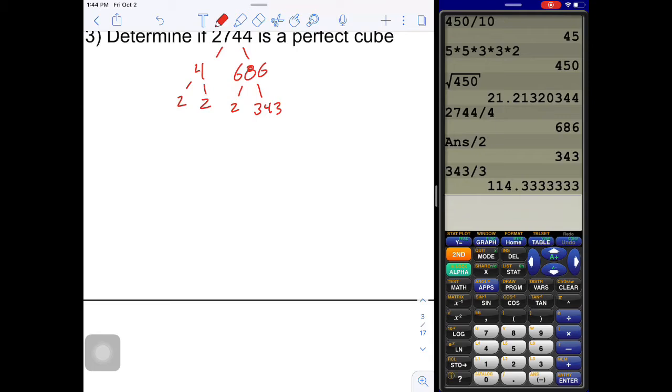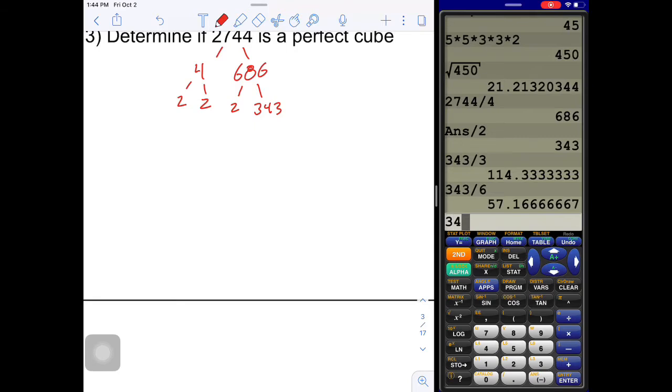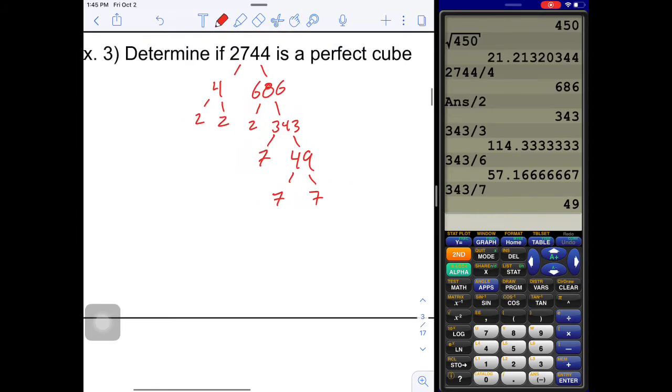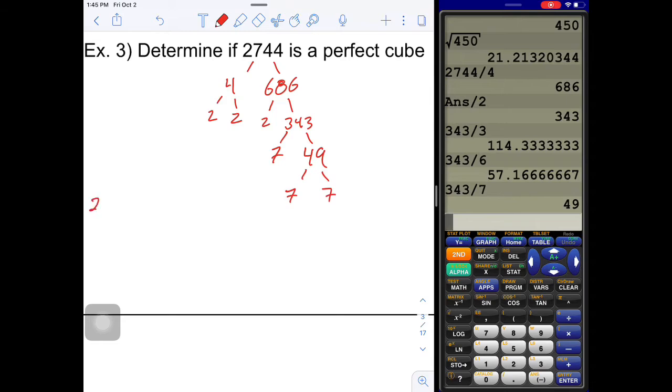Okay, that doesn't work. So let's try and see if 6 works. That doesn't work. Let's try if 7 works. There we go. So sometimes it takes a few tries. So it looks like 343 divided by 7 gives us 49. And then over here, 49 is 7 times 7. So 49 divided by 7 gives you 7. Okay. Now, the prime factorization of 2,744 equals 2 times 2 times 2 times 7 times 7 times 7.